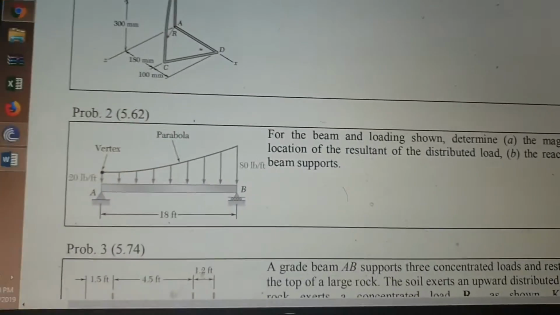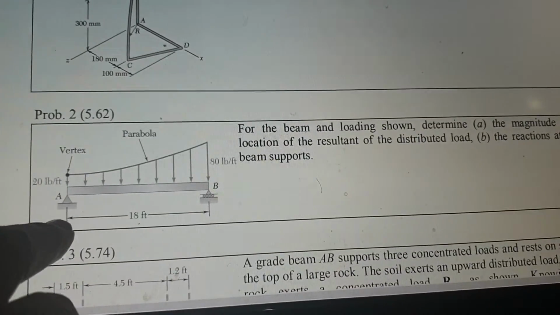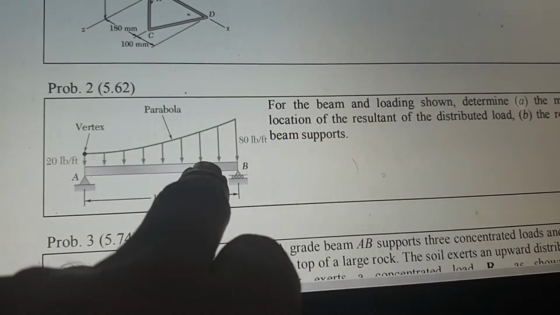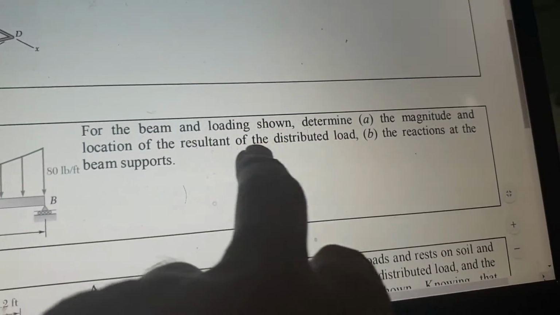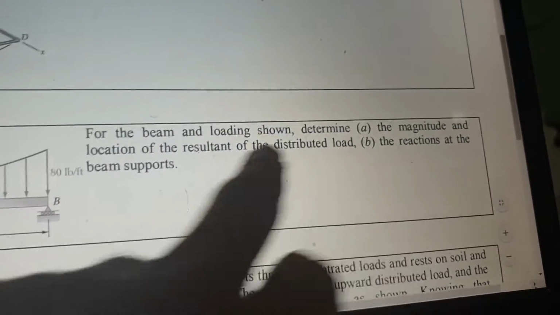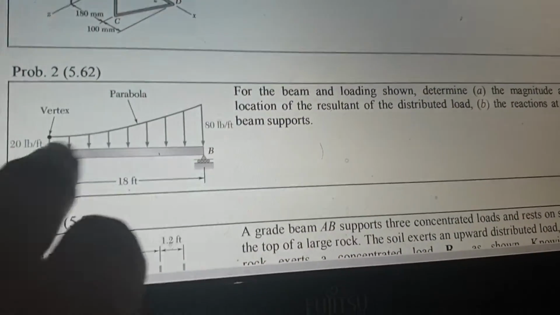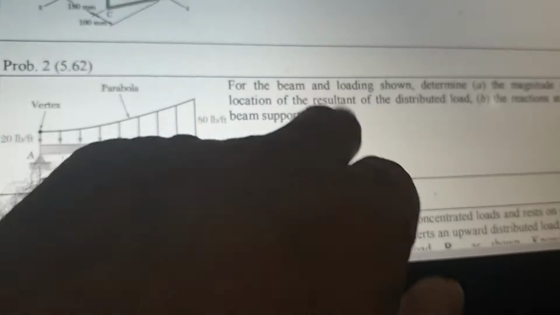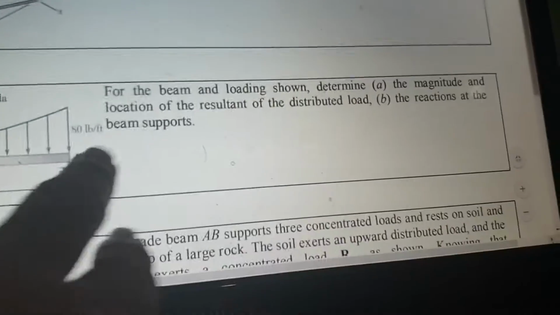Okay, let's look at this problem number 2, homework number 8. There is this beam and the loading shown. Determine the magnitude and location of the resultant of the distributed load. So we need to know the magnitude of the force and the location of the resultant force.